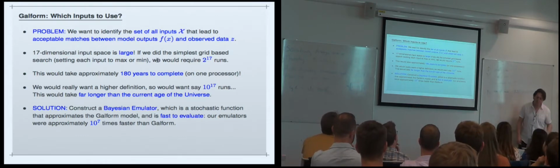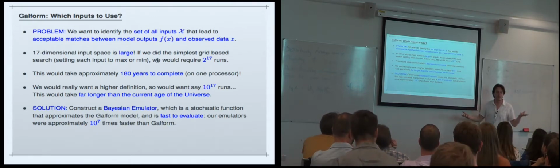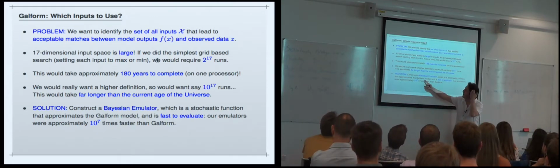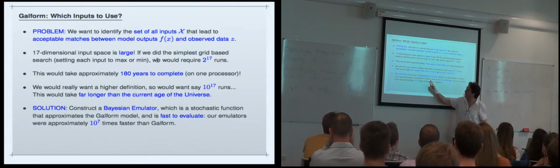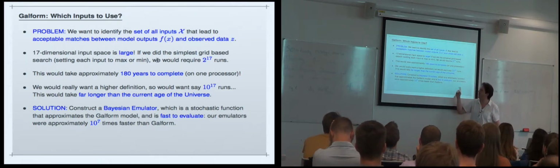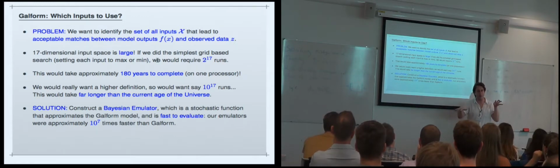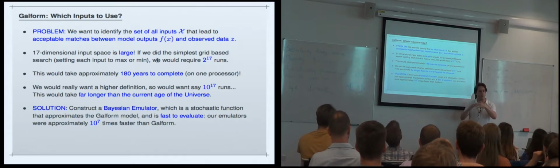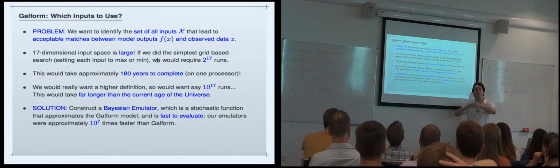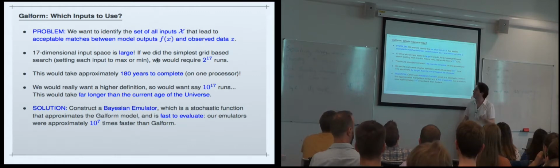Okay. So what's our solution? Well, obviously, you guys know what the solution is already. You've been trained in this. Our solution is to construct a Bayesian emulator, which approximates the Galform model and is fast to evaluate. So our emulator is now going to approximate runs from the model, not observed data from the real world, runs from the model, and we're going to replace the Galform model with our fast emulator and use that to match to observed data and answer all our questions.